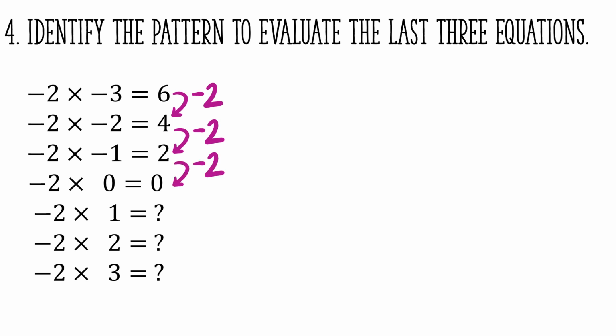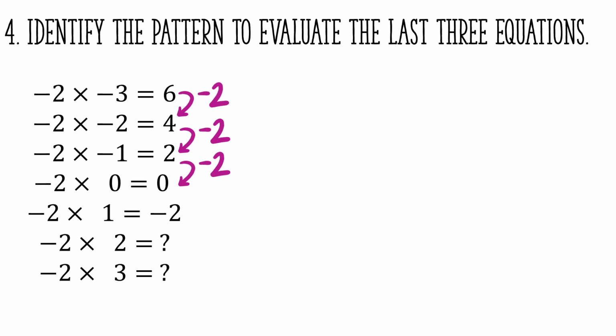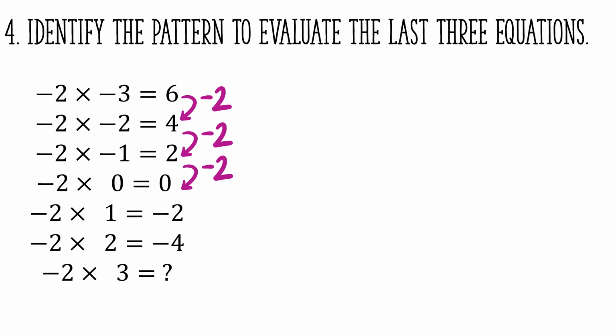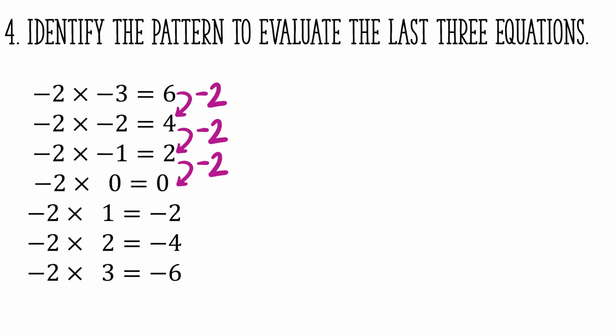All right, so if that pattern holds, then what I should expect to see happen is that it should go down another 2. So 0 minus 2 would give me negative 2. Then if it went down another 2, negative 2 minus 2 would give me negative 4. Negative 4 minus 2 would give me negative 6.